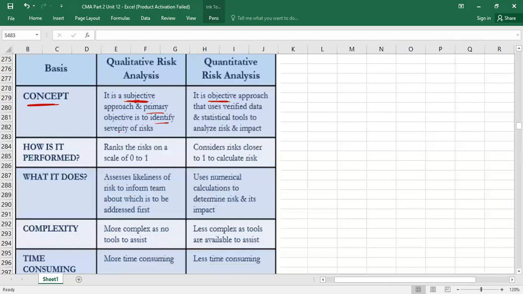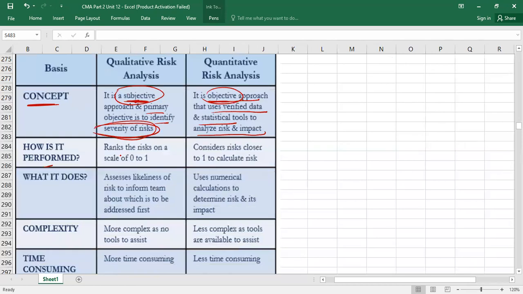For qualitative, the primary objective is to identify the severity of risk. Here we are focusing on how severe it is. But quantitative is an objective approach that uses verified data and statistical tools to analyze risk and impact. So the keywords here are subjective and objective. Second is, how is it performed?